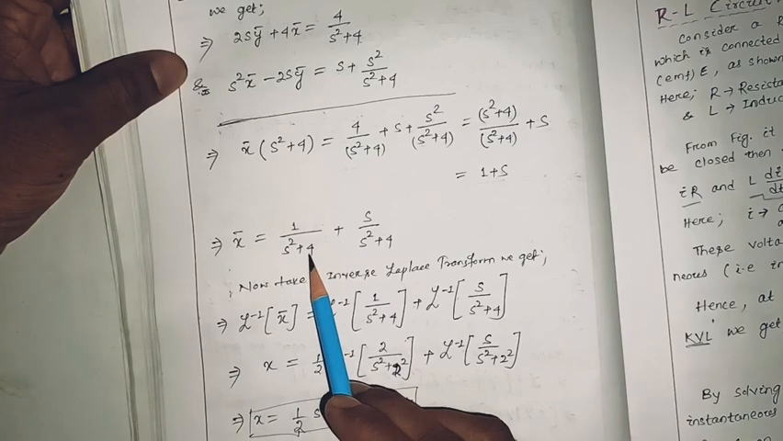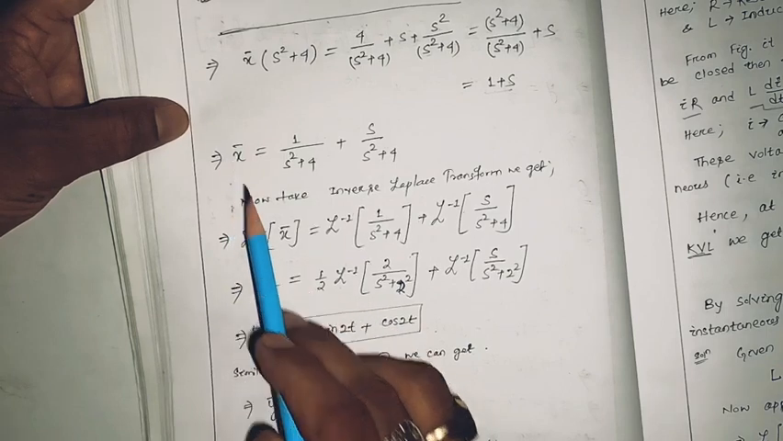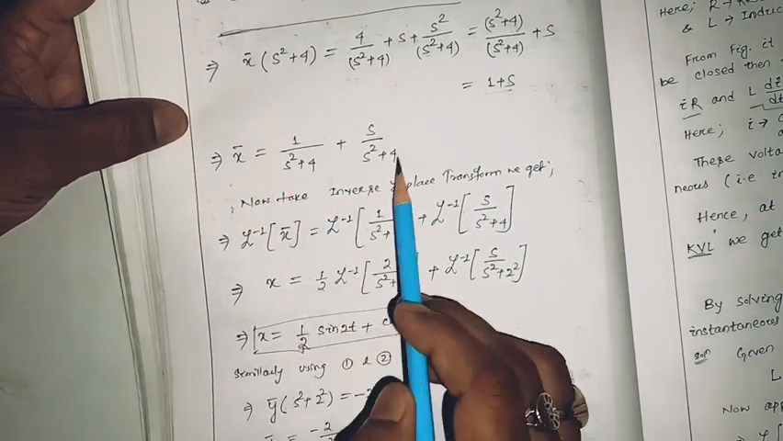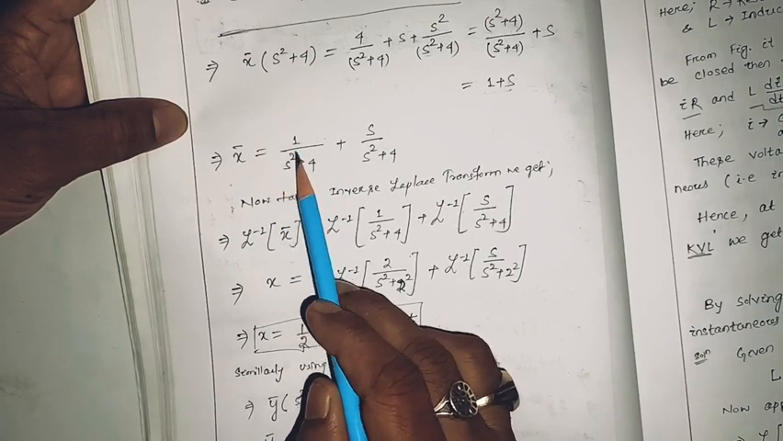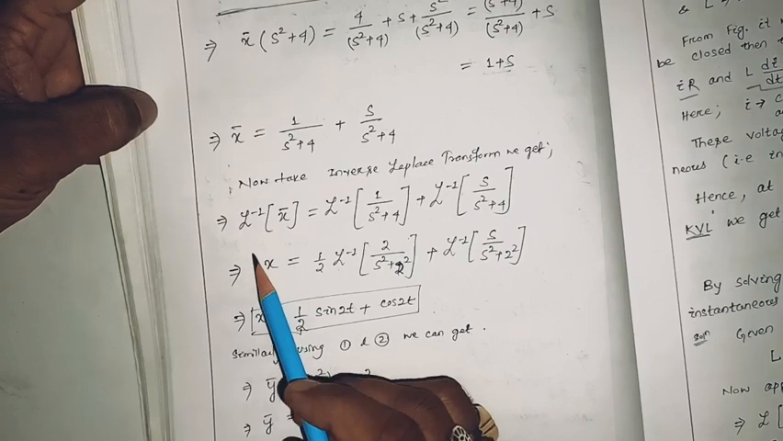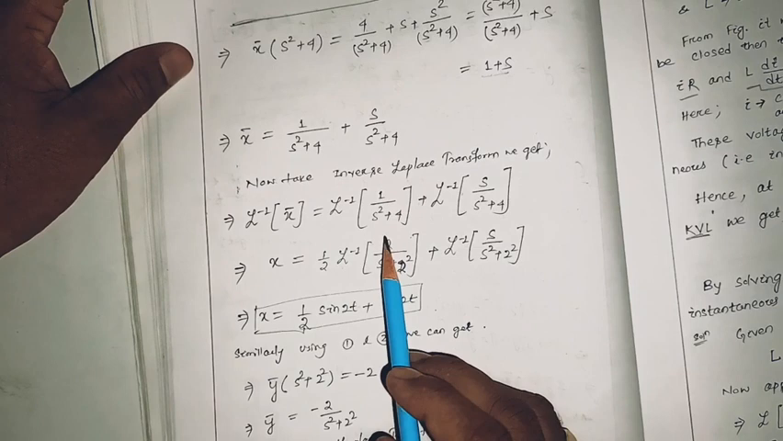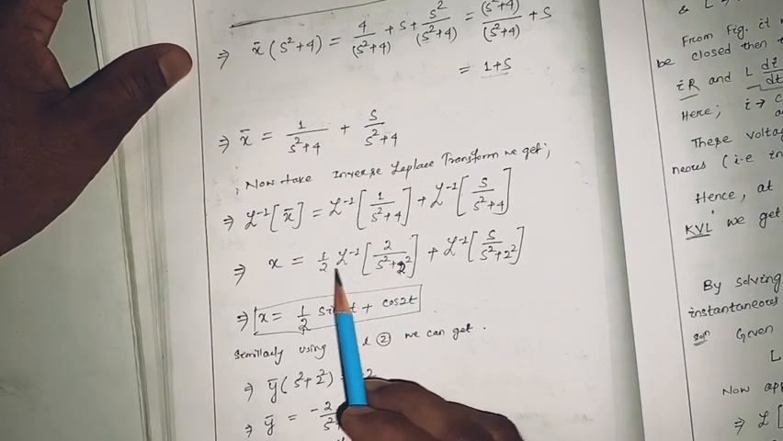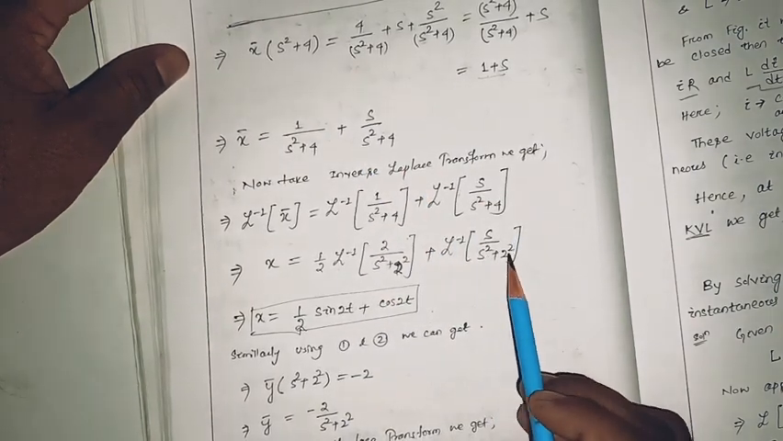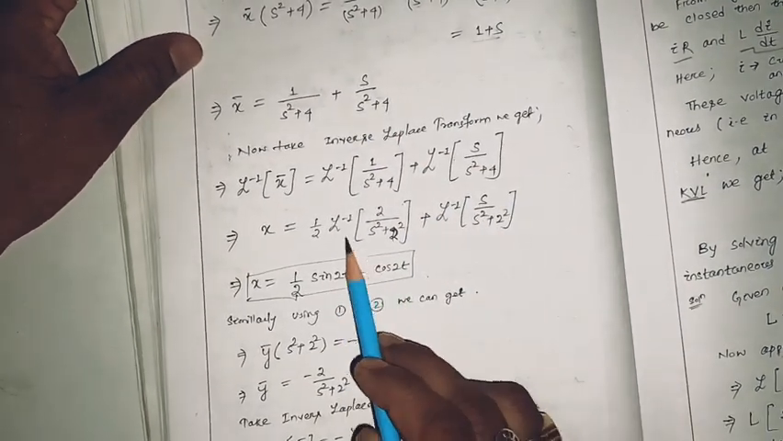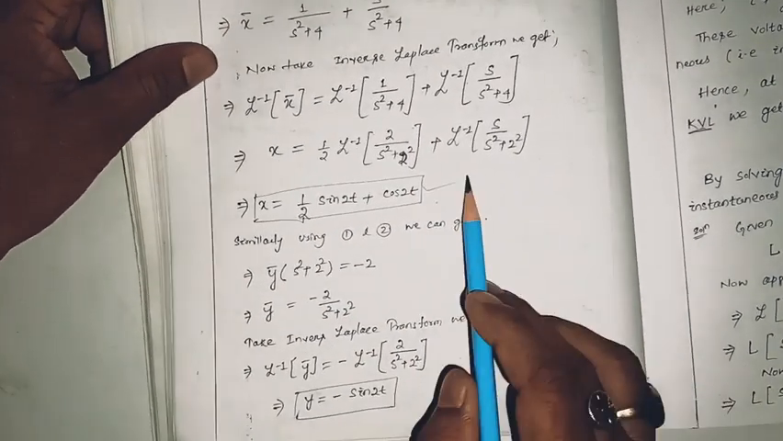Take the inverse Laplace transform of x bar, the inverse Laplace transform of this one and this one. So this one, to convert to sine format, here a square plus a square means 2 square is there. So for that I multiplied and divided by 2, 2 by s square plus 2 square, and here s is already there, s by s square plus 2 square. So this value will be cos 2t, and this value will be sin 2t, with 1 by 2 there. So x equal to this much we found.